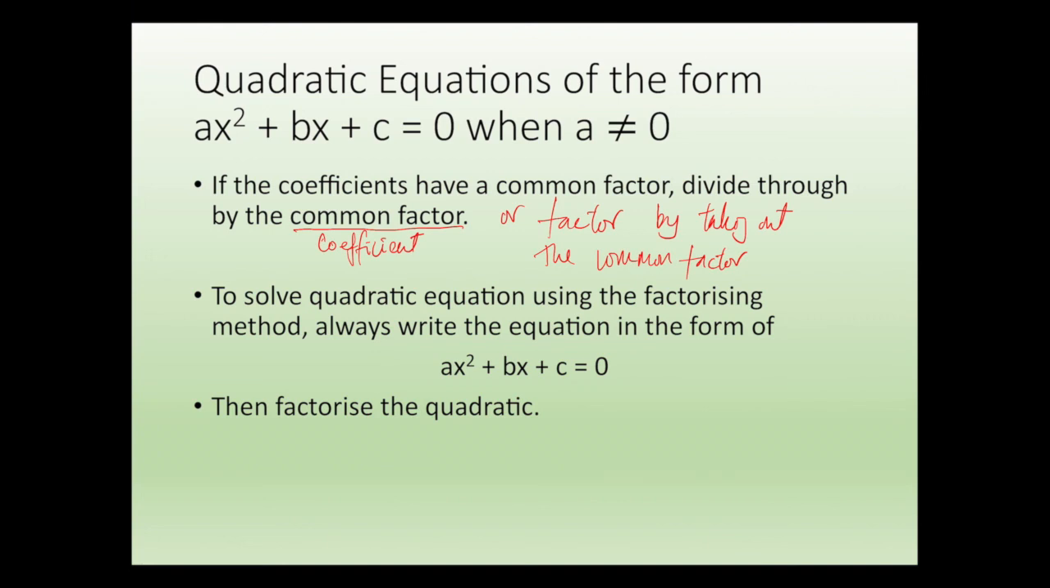Now, to solve a quadratic equation using the factorizing method, always write the equation in the form of ax squared plus bx plus c equals 0, then factorize the quadratic. So this is actually the end of the lesson.